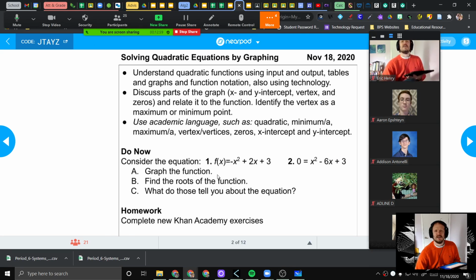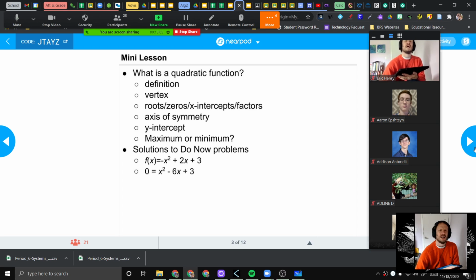We are looking at what a quadratic is and answering these questions about what a quadratic is. I have the goal of giving you a definition of a quadratic function, talking about some of those terms, and telling you what a vertex is, what the roots, zeros, x-intercepts, and factors of a quadratic are, the axis of symmetry of the quadratic, and the y-intercept.